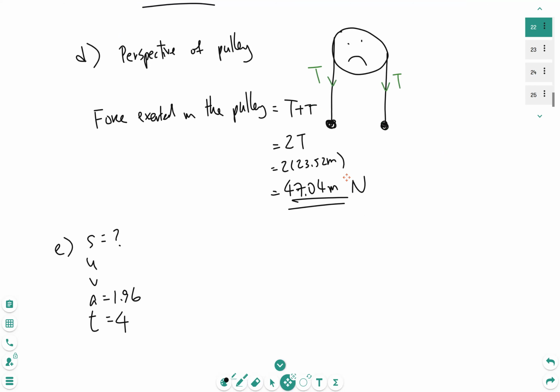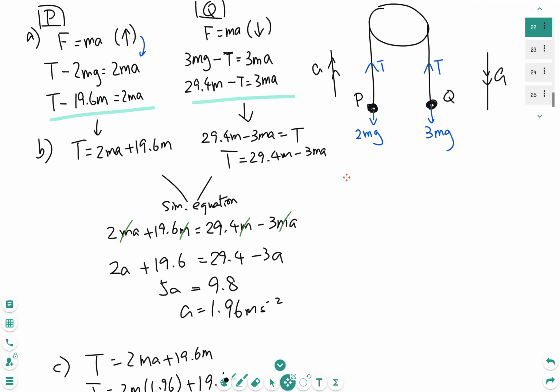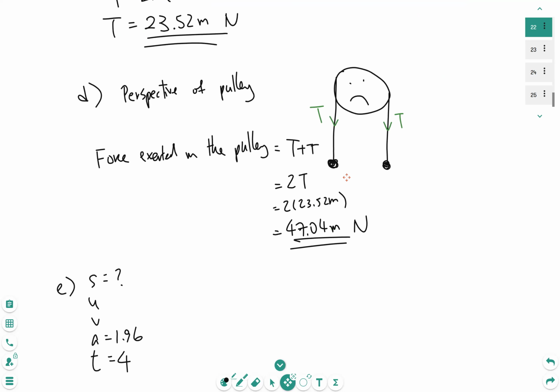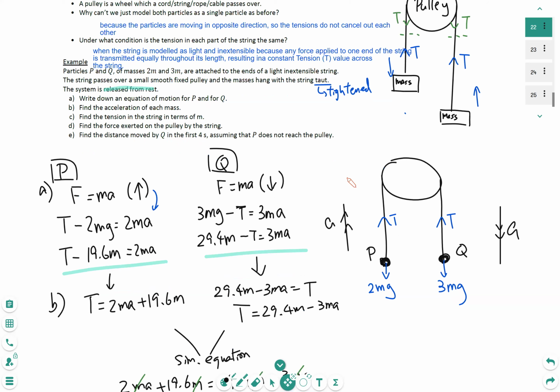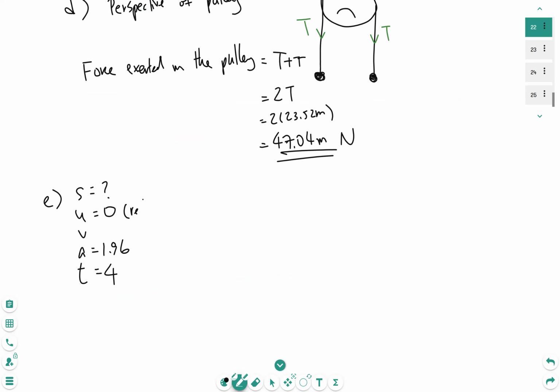We need 3 pieces of information, and we're lacking 1. We need either U or V. Let's read the question. The system is released from rest, right? Released from rest means U is 0. So U equals 0. Hopefully you can recall which formula we need to use. I'll give you 3 seconds to think about it. Just kidding. S equals ut plus a half at squared.